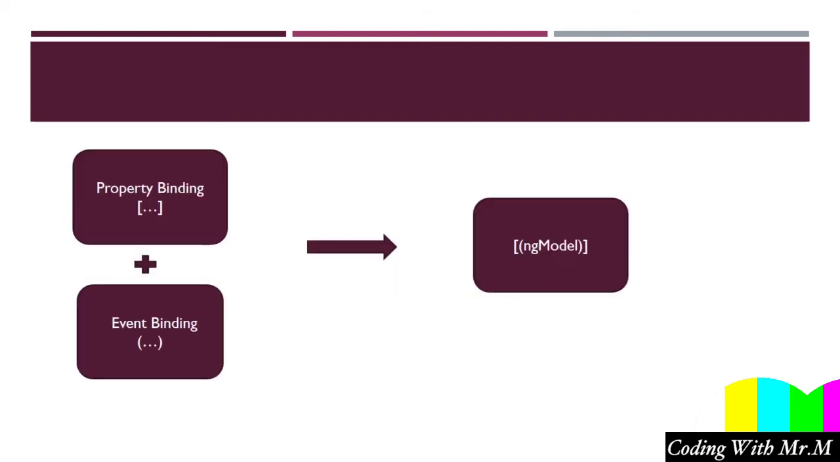So this is a very simple and easy pictorial representation of what actually ngModel and two-way data binding is in the latest versions of Angular. It says that property binding, when done together with event binding, together sum up to make ngModel, which is a concept just like two-way data binding.